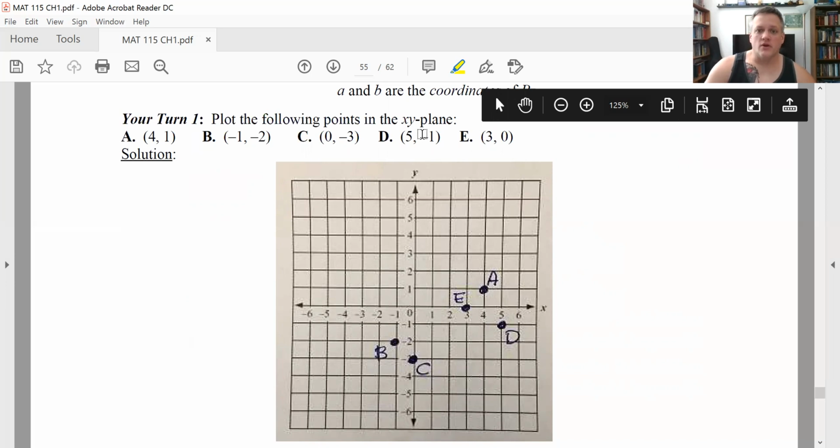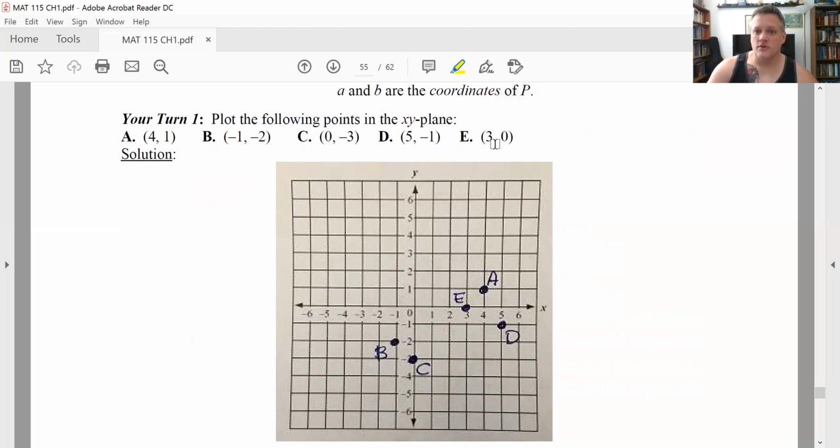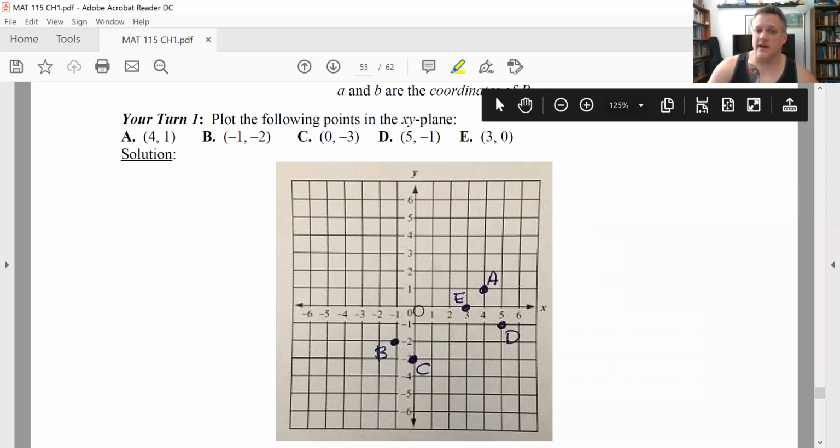(5, -1) occurs in the fourth quadrant. Move 5 to the right and 1 down. And then (3, 0) is a similar idea to C. You never leave the x-axis and just move 3 over to the right.